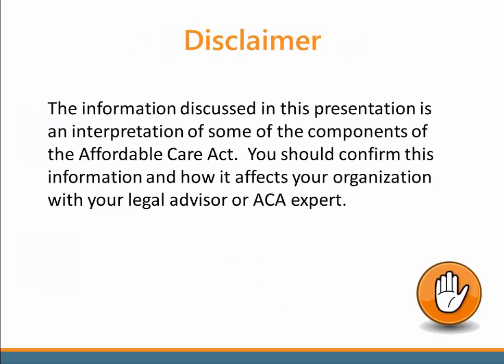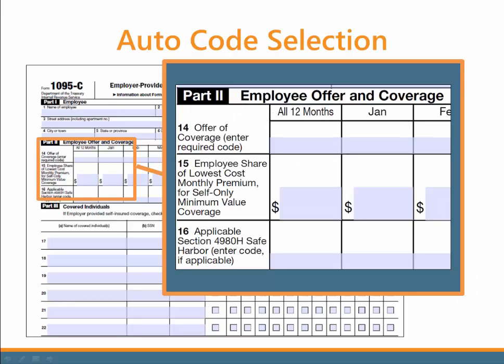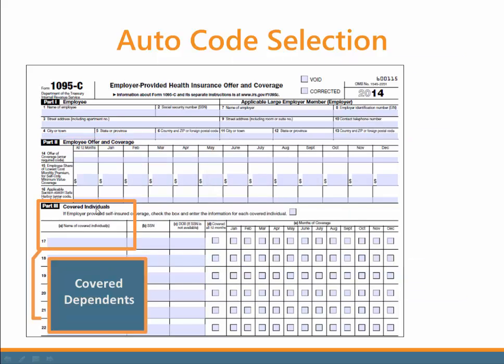As with the other videos in this series, please confirm the information that is covered in this video and how it affects your organization with your legal advisor or ACA expert. As a quick review, autocode selection is a routine that determines the majority of the ACA coverage values for the employees based on the settings of the insurance plans. It can help employers complete Part 2 of the 1095-C form, the employee offering coverage. Plus, it can also help complete Part 3, the covered individuals, if the company is self-insured.